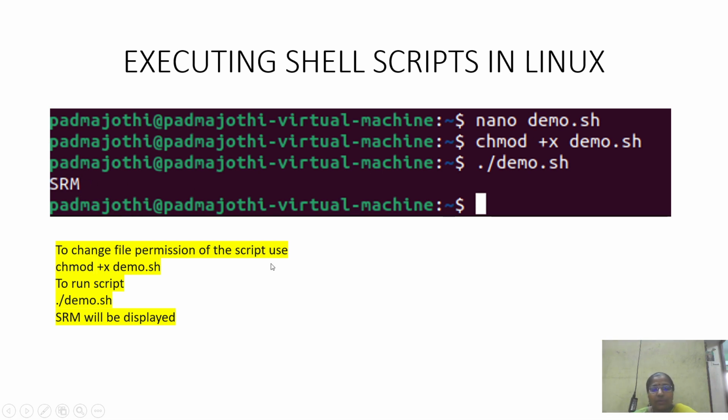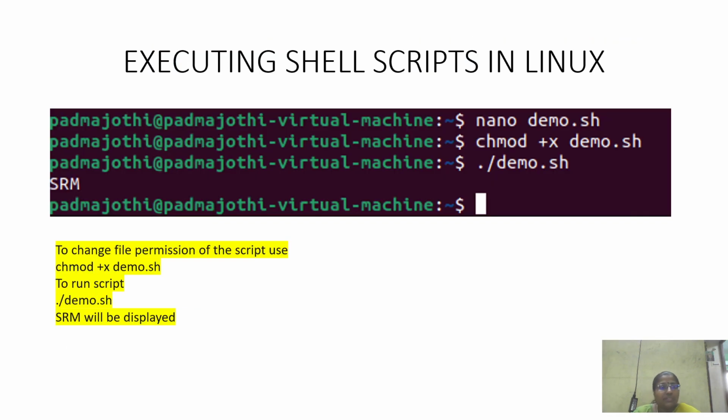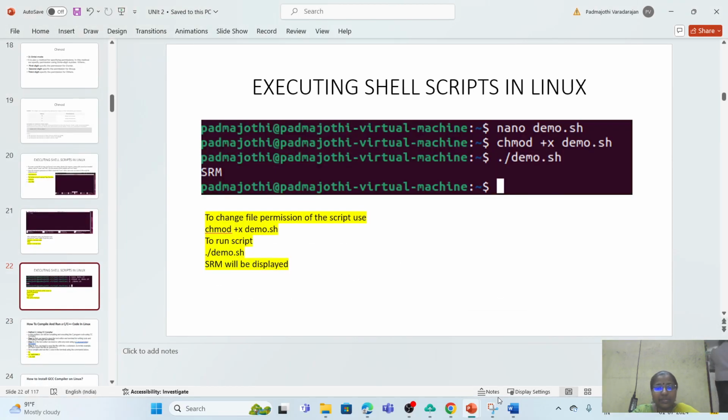So this is how you will be writing a Linux shell script using any editor, either Nano or Vim. Any editor you can write it in, and you have to make it executable, and you have to run it under root, so that your script will be executed and run. So this is the first part of this video. The same thing here.